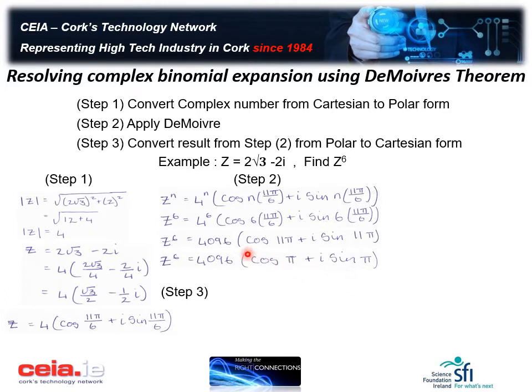Okay, the final step of this process then is the easy bit, really. It's converting from whatever we get from step 2 back from polar to Cartesian form. This is very simple. We just again use our tables to find, on page 13, the value of cosine pi, and that is -1, and the value of sine pi, and that is 0, and simply multiply it out. So we get an answer, z to the power of 6 is equal to -4096.